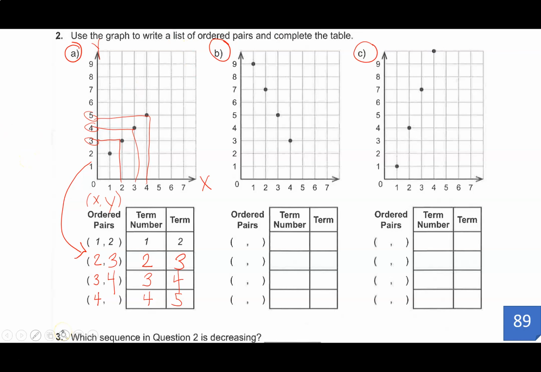Question 3 says, which sequence in question 2 is decreasing? So I can see the general trend of graph A is increasing, so it's going uphill. Which graph is decreasing or going downhill?